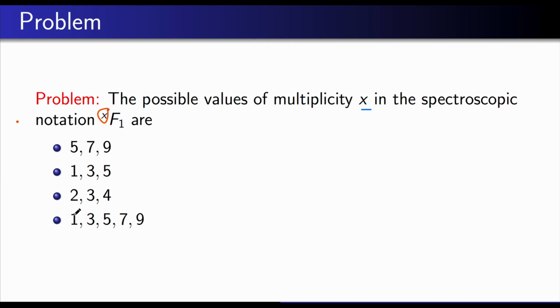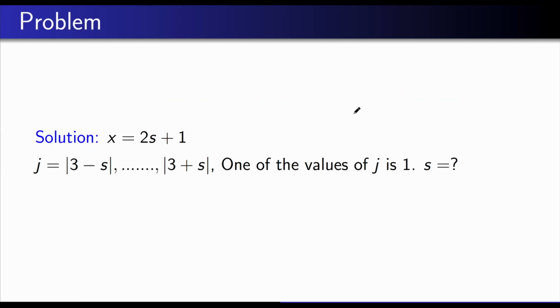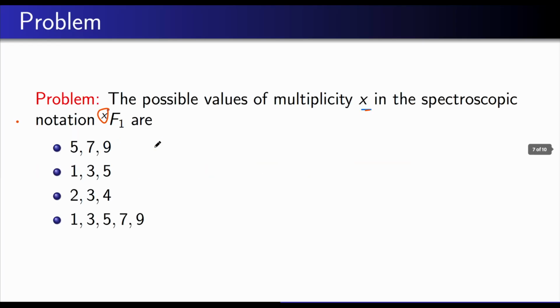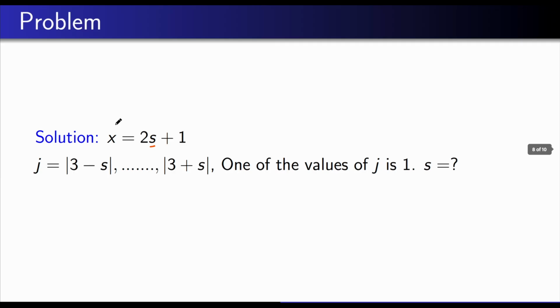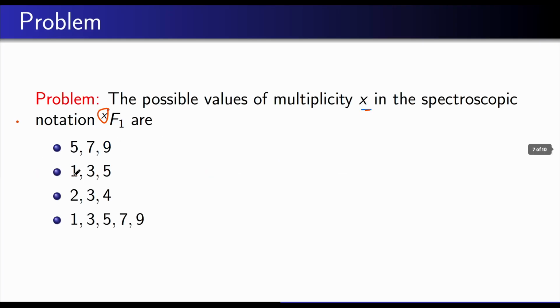There are 4 options. X is what you call the multiplicity, and X is 2S plus 1, where S is the spin quantum number. Here, what is F? F corresponds to L equal to 3, isn't it? And this is the value of J.